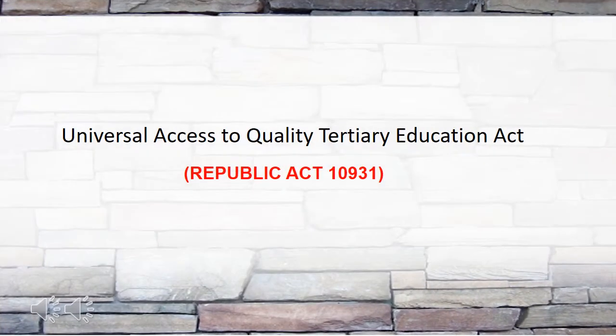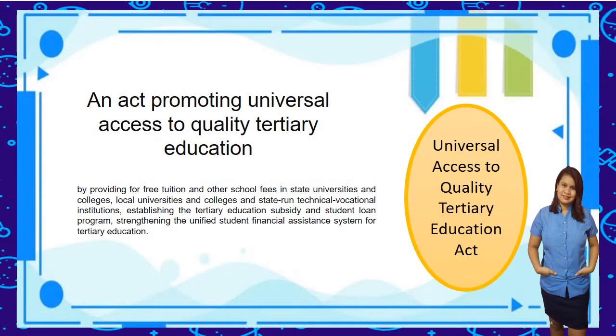My next topic is about the Universal Access to Quality Tertiary Education Act, or Republic Act number 10931. An act promoting universal access to quality tertiary education by providing for free tuition and other school fees in state universities and colleges, local universities and colleges, and state-run technical vocational institutions, establishing the tertiary education subsidy and student loan program, strengthening the unified student financial assistance systems for tertiary education.